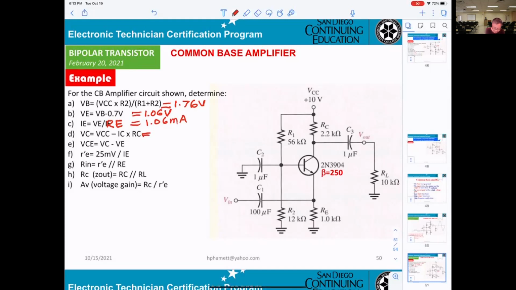Okay, what does VC equal? 7.66. What's the value? 7.66. Okay, I'm marking here. IB is close to 0, so you don't have to calculate the IB.